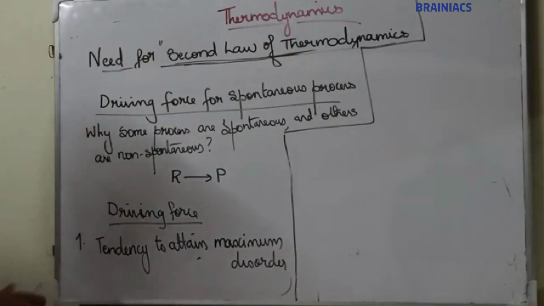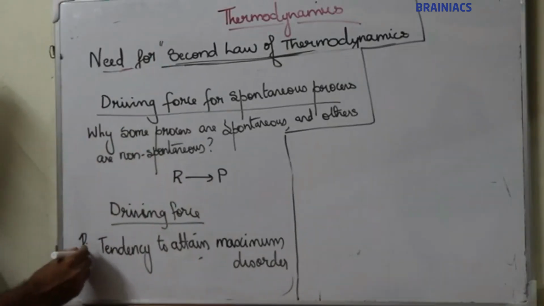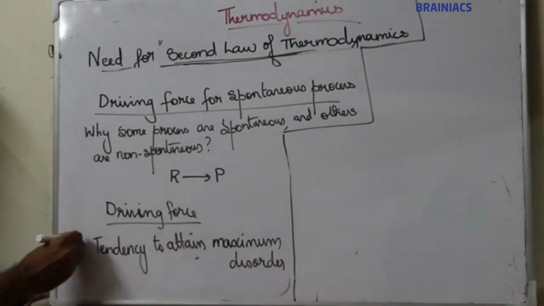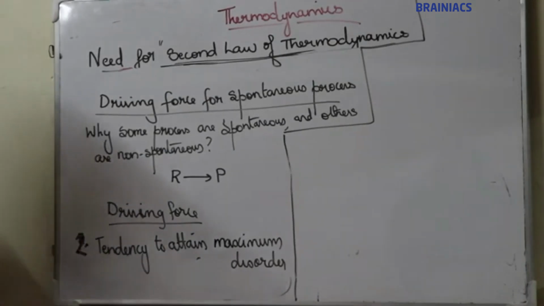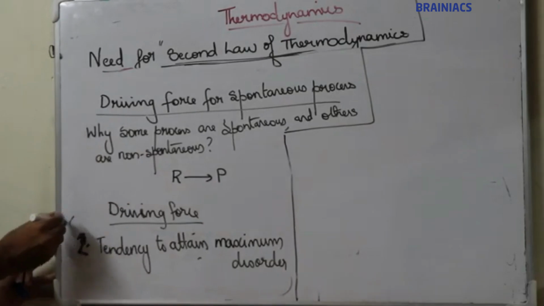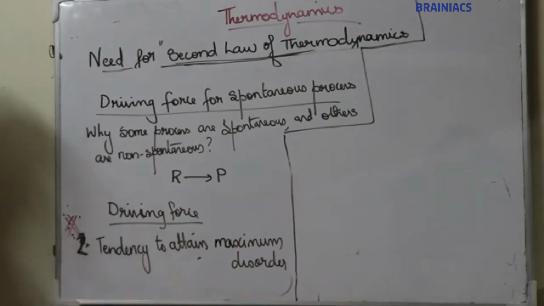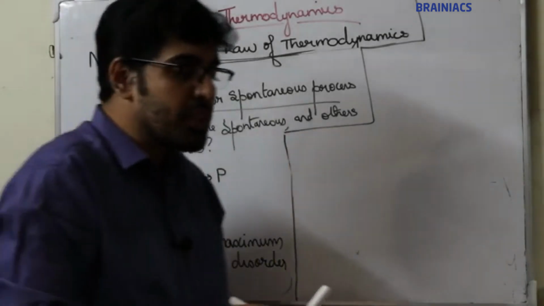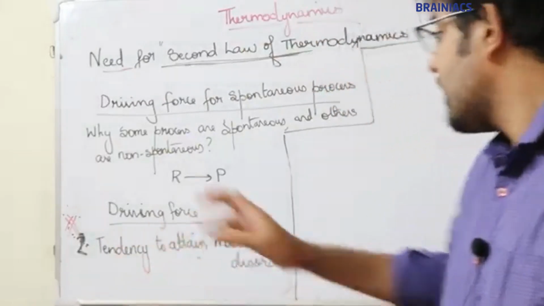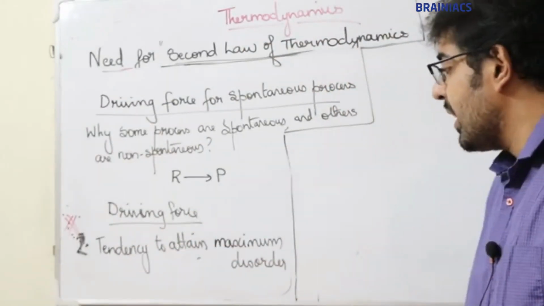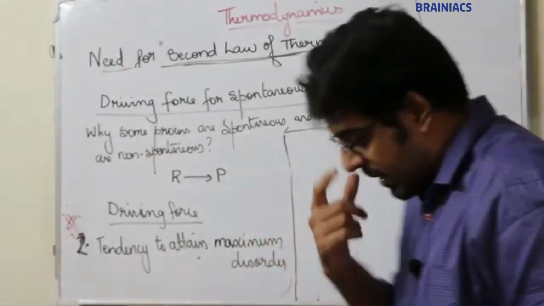Now the second driving force is tendency to attain maximum disorder. This is the second driving force, and this is the essential driving force which makes a reaction to occur spontaneously. Tendency to attain maximum disorder. Now I'll explain this with an example.